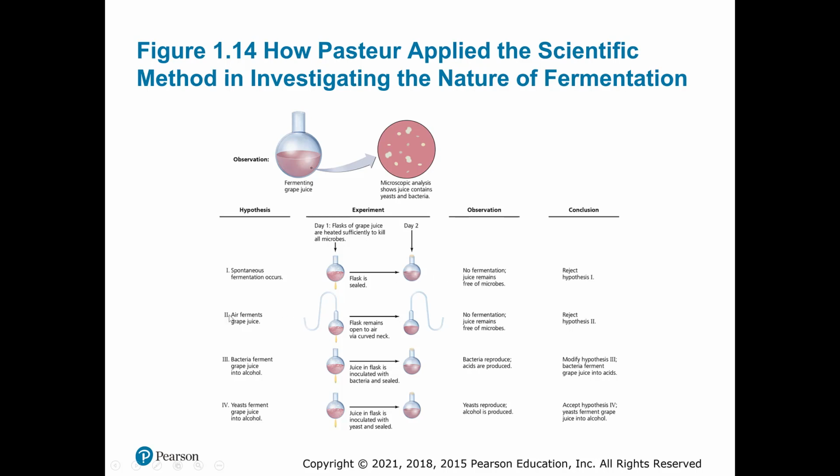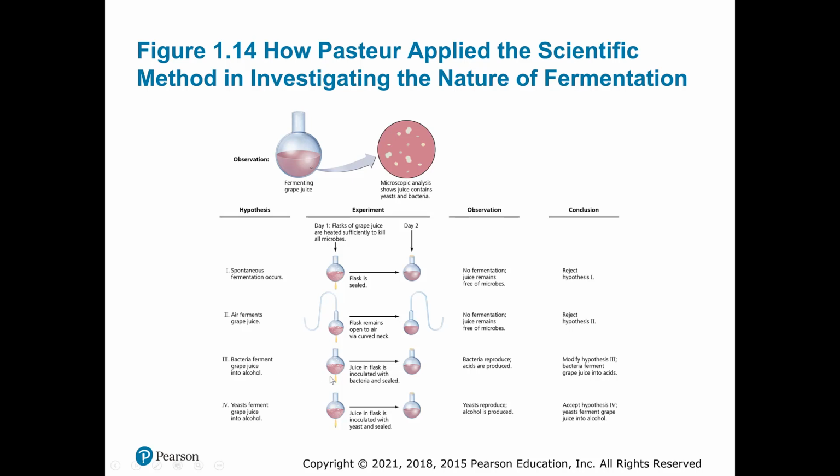Second hypothesis, well, maybe it's the air that ferments the grape juice. Okay, well, let's use that fancy flask so we can expose our sterilized grape juice to the air, but nothing else. And again, no fermentation, and also no microbes in there either. So these 2 different tests did not prove that microbes cause fermentation, but it did prove that neither of these causes are true. All right, the third hypothesis, bacteria will do the fermentation. They will turn grape juice into alcohol.